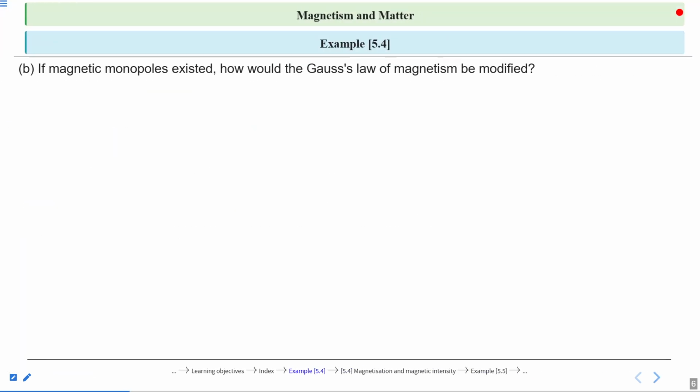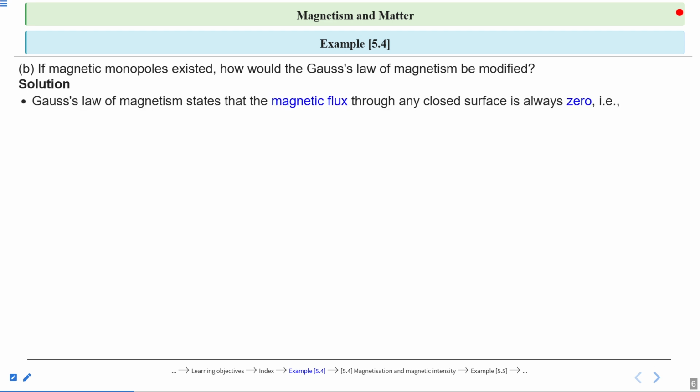B part: if magnetic monopoles existed, we know that magnetic monopoles do not exist, but if they existed, how would the Gauss law of magnetism be modified? According to Gauss law of magnetism, the magnetic flux through any enclosed surface is always zero. Because magnetic monopoles do not exist, inward flux will always be equal to outward flux. That's why magnetic flux through any enclosed surface is always zero. But if monopoles existed, what is the modification in Gauss law of magnetism?